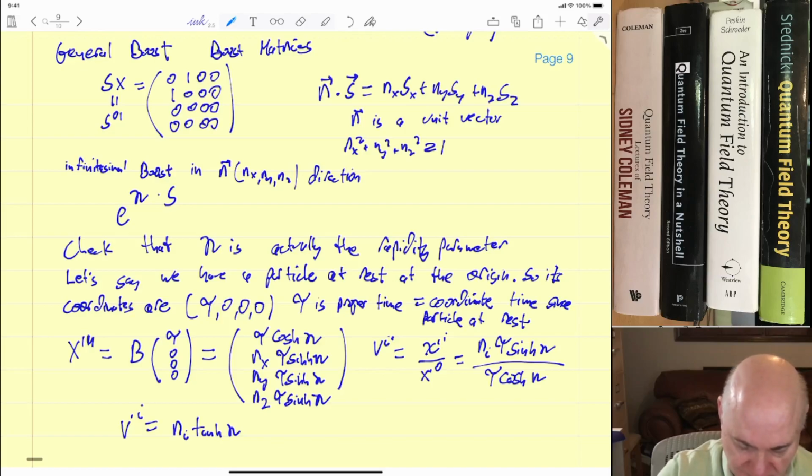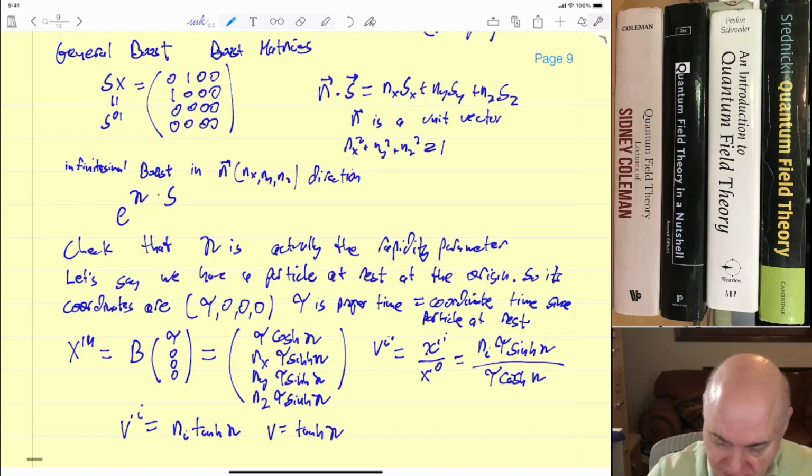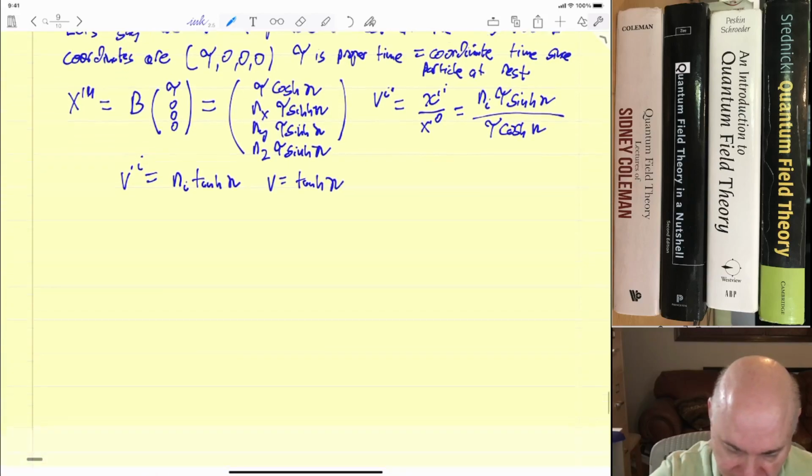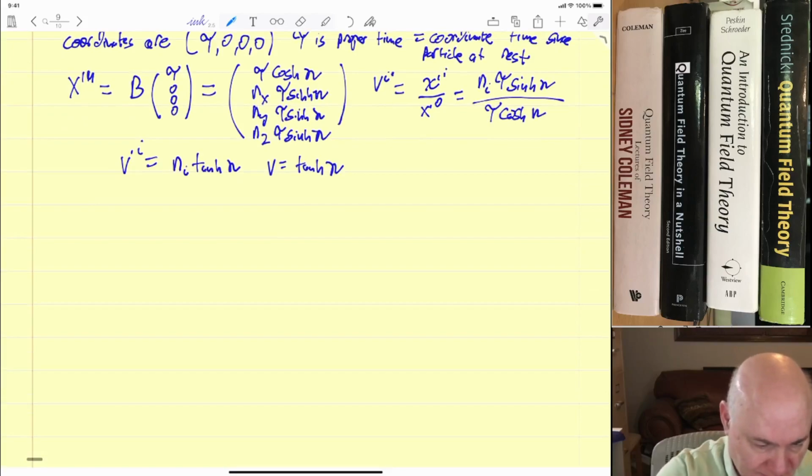And this is what we want because, if we ask what the velocity is, we would square all three components, and then we'd have the normal vector, which squares to 1. So v ends up being equal to hyperbolic tangent of eta. And that's exactly the relationship between velocity and rapidity parameter that we want. Okay.